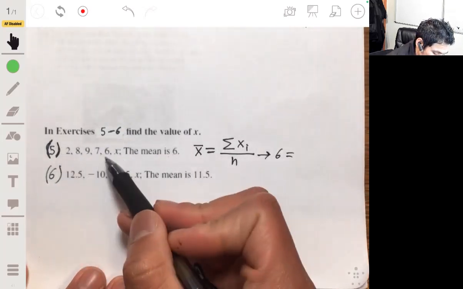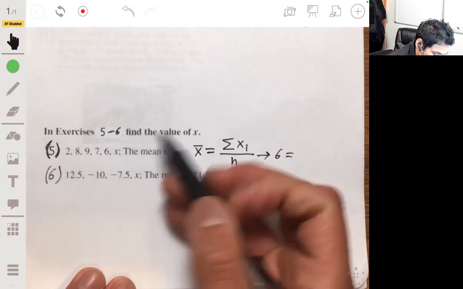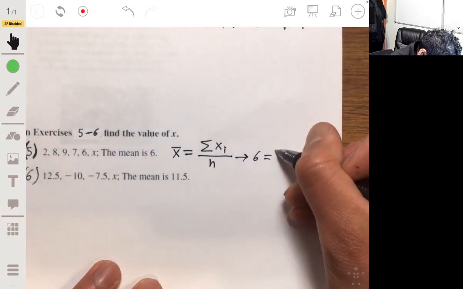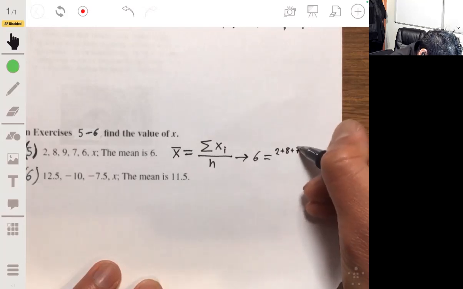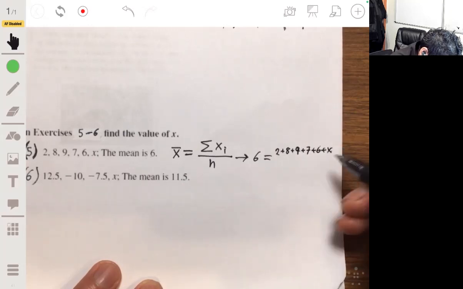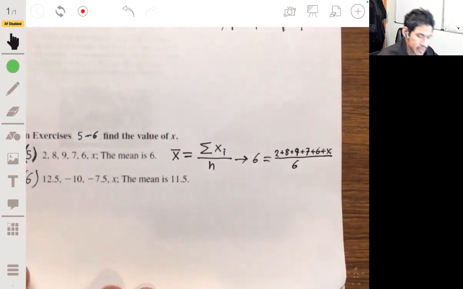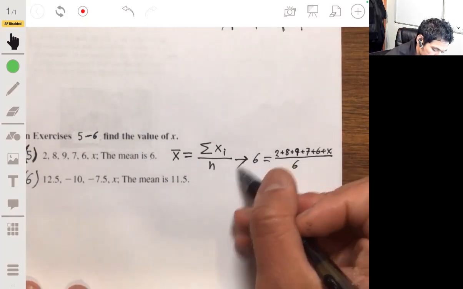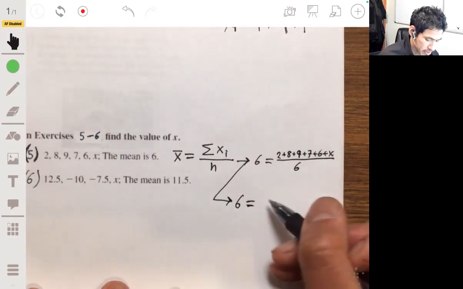the sum of these values, which is 2 plus 8 plus 9 plus 7 plus 6 plus x. And n is going to be 1, 2, 3, 4, 5, 6, so we're dividing by 6. So we're just solving this equation, which shouldn't be too bad, even in your first algebra class. So let's go step by step.